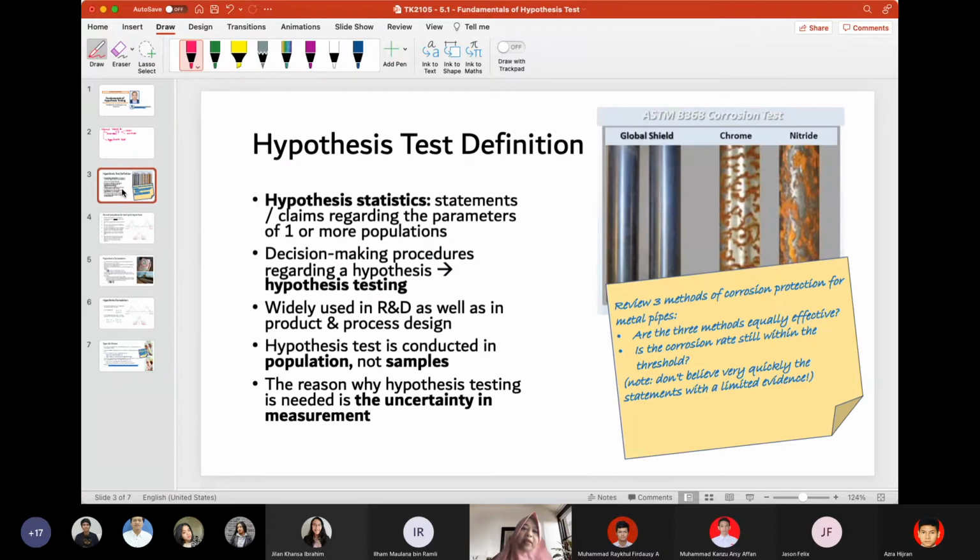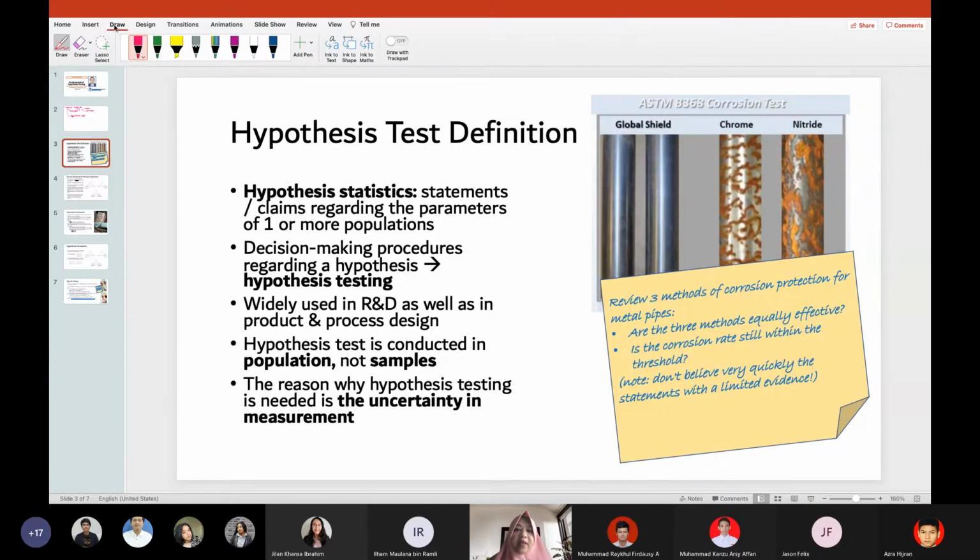Right. So let's go back to here. What is the hypothesis test definition? A statistical hypothesis is actually a statement or claim regarding the parameters of one or more populations. Does it comply with this or not comply with this? So that is a statement and claim.